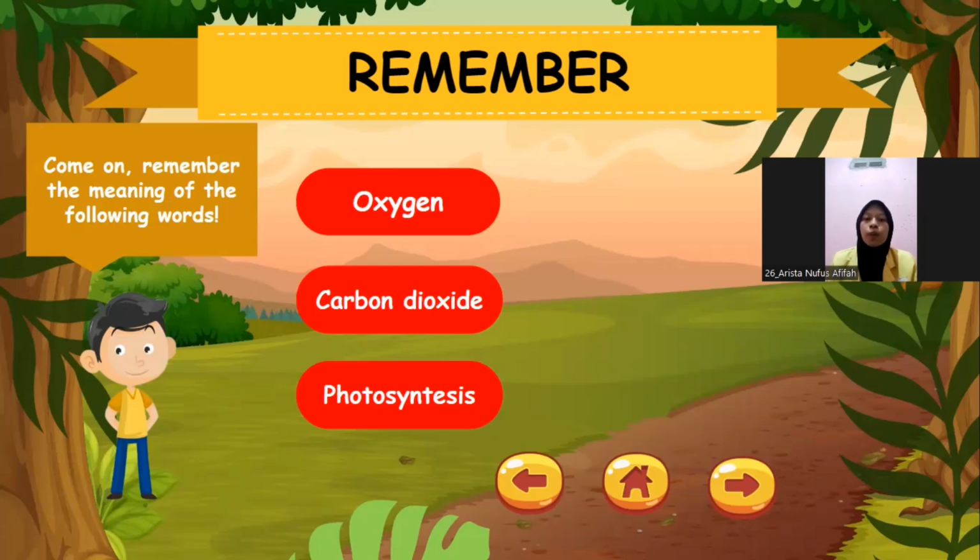If there are no plants, then humans and animals will be breathing dirty air, which can have a bad impact on the health. Photosynthesis is important because it produces oxygen for breathing, absorbs carbon dioxide and pollution, and produces food such as fruits and vegetables. To increase your understanding of the photosynthesis process, let's sing a song, The Photosynthesis Process.